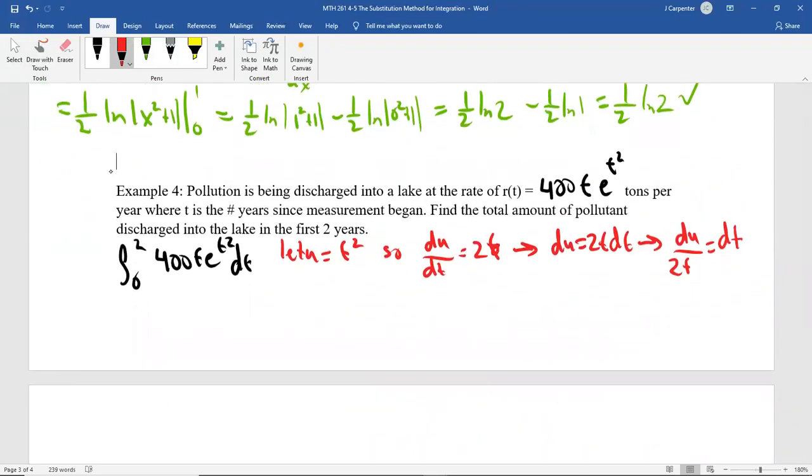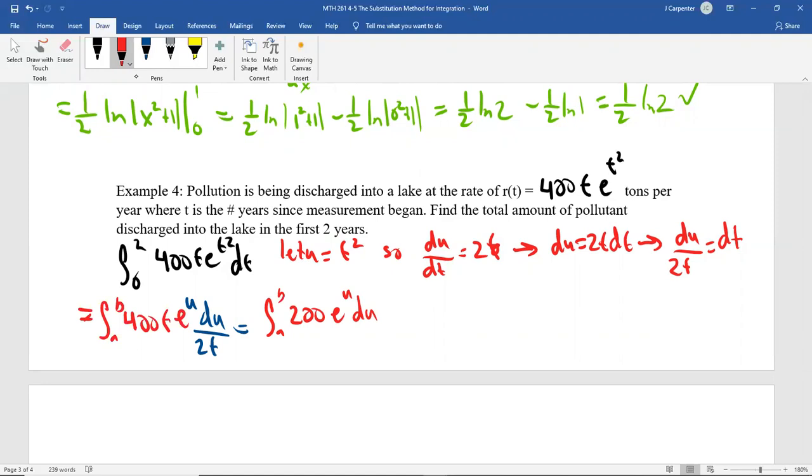So that gives us the things that we need to change. So it's the integral from a to b now of 400 t e to the t squared is now u, e to the u, and then the dt becomes du over 2t. Well, the 400 divided by the 2 makes a 200, so this is the integral from a to b. 200, and the t's will cancel, so this is just e to the u du. But we got to find the a and the b. We got to find the upper and lower limits.